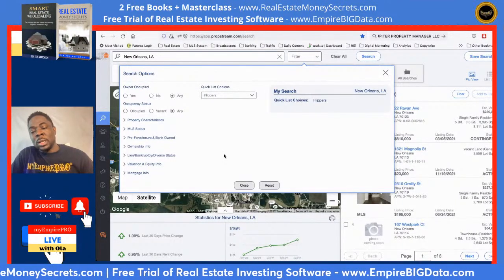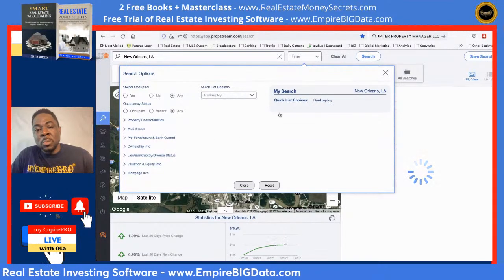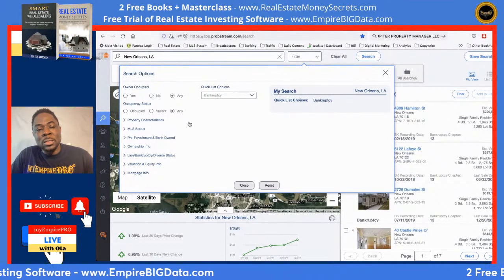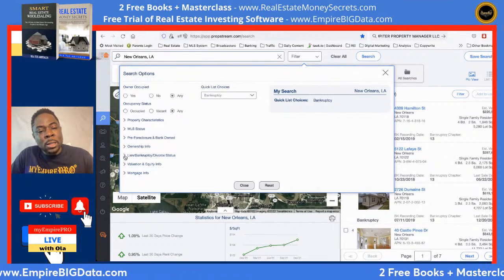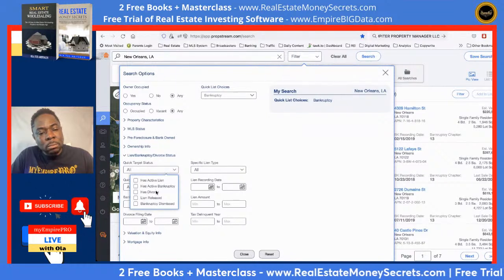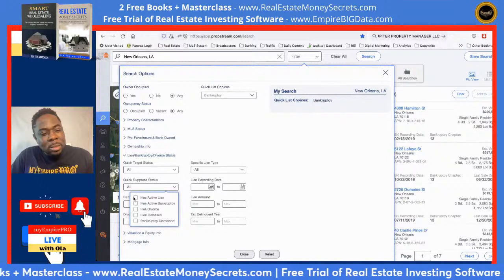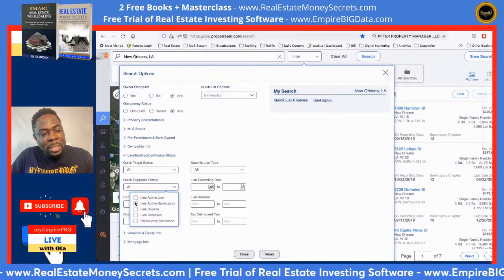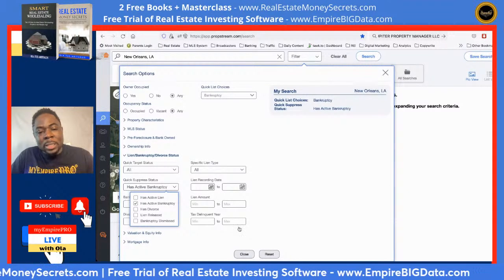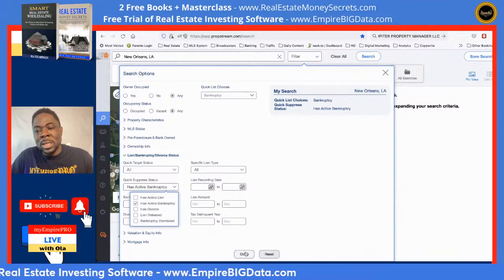Bankruptcy, I would avoid unless you want to. Let's try this. Let's do bankruptcy in New Orleans. But let's go here under lien and bankruptcy and say suppress all active bankruptcy, right? And when I did that, you see that the list is empty. You can see a preview of the list on the right-hand side.